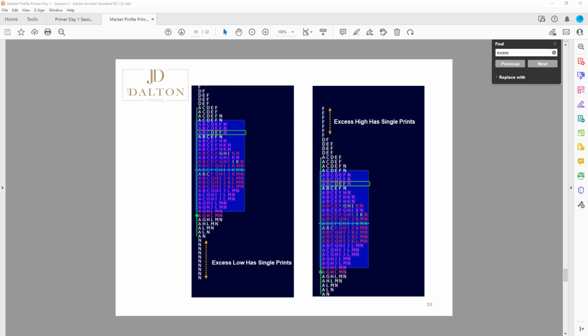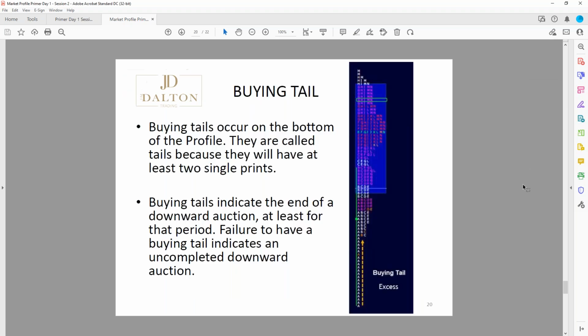If there are any other questions on excess, please ask them now, because we have more than one person asking, can you please go over the concept of excess again? Okay, let's break it down differently. When you go to an auction, remember, the market is a continuous two-way auction process. There will more than likely be excess on both ends of the auction.